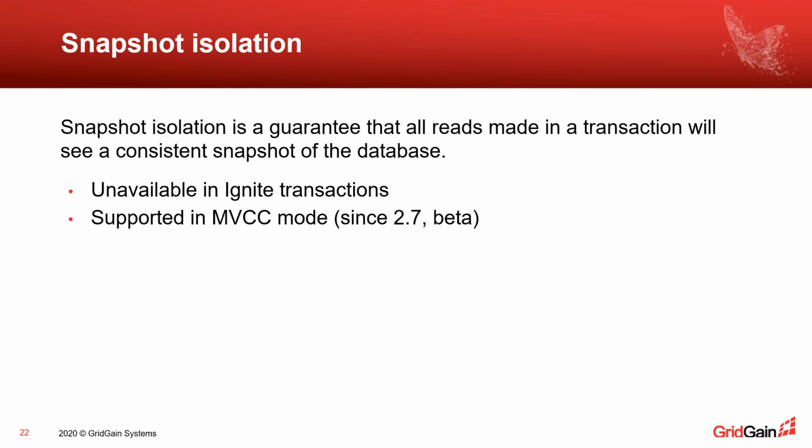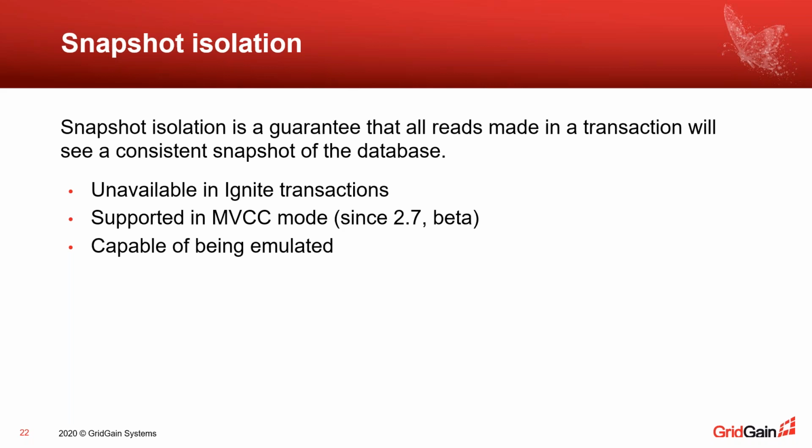It's kind of possible in multi-version concurrency control mode, which is available since version 2.7, but it's still in beta. It's not recommended for production use, unlike regular Ignite transactions, which are totally stable and recommended for production use. And good news here is that snapshot isolation is possible to emulate. Of course, it depends on your case and what type of locks you want to acquire.